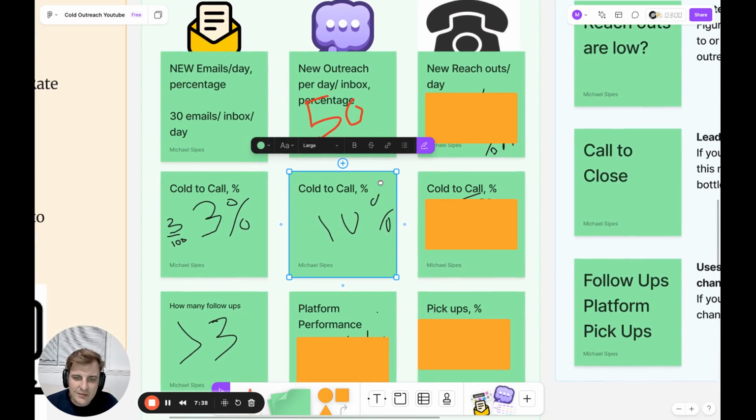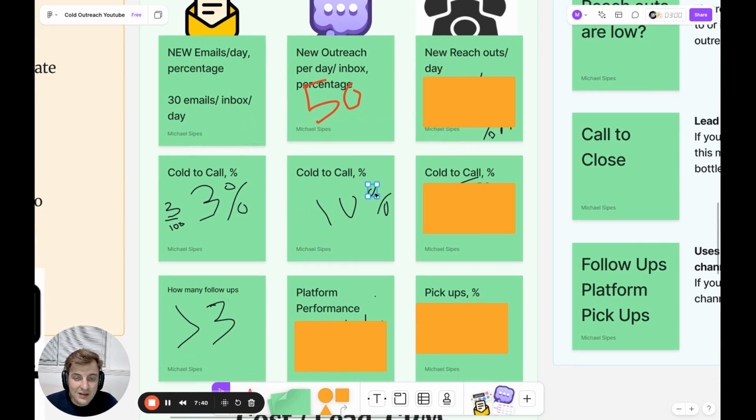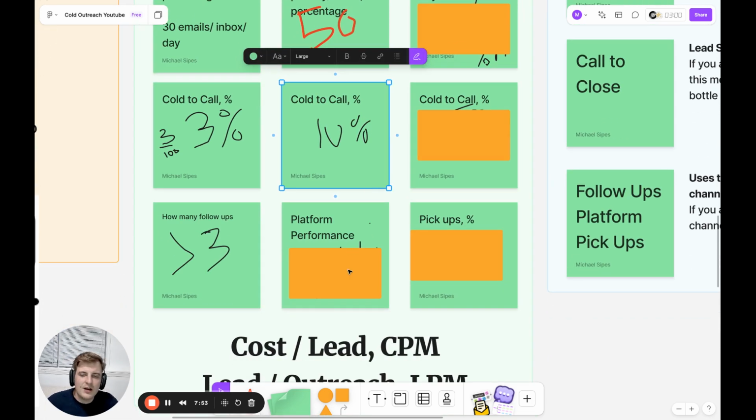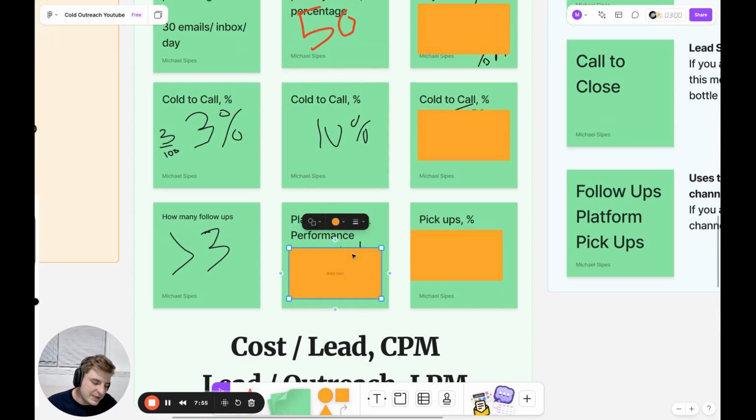Cold to call, once again. So this is for DM. I like to do 10%, and I know that's a little ambitious, but to be honest, I think it's doable. I think 10% cold to call is pretty doable. I don't think it's an impossible metric at all. Just let me fix my numbers here. And then platform performance. This is obviously a specific metric.